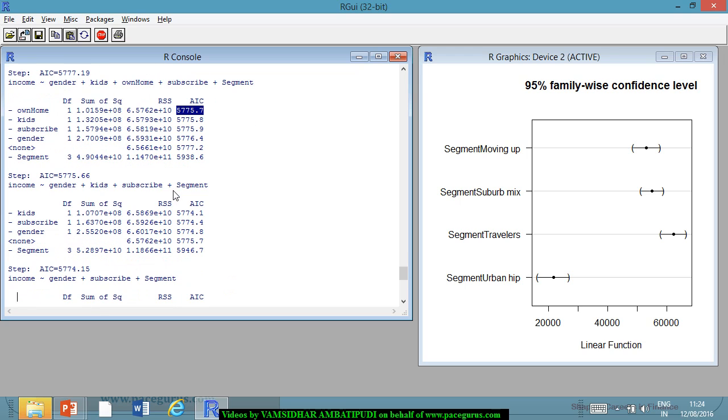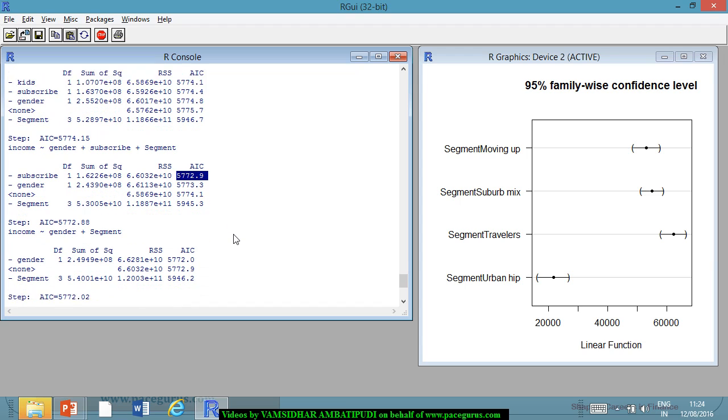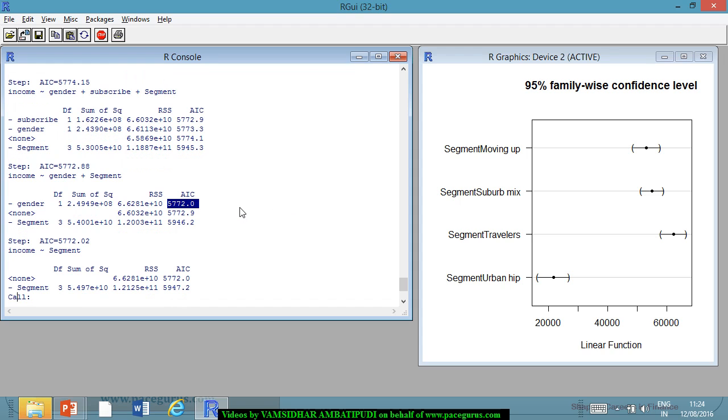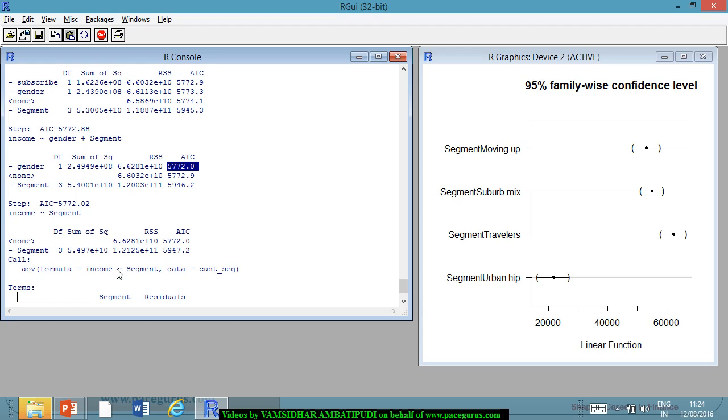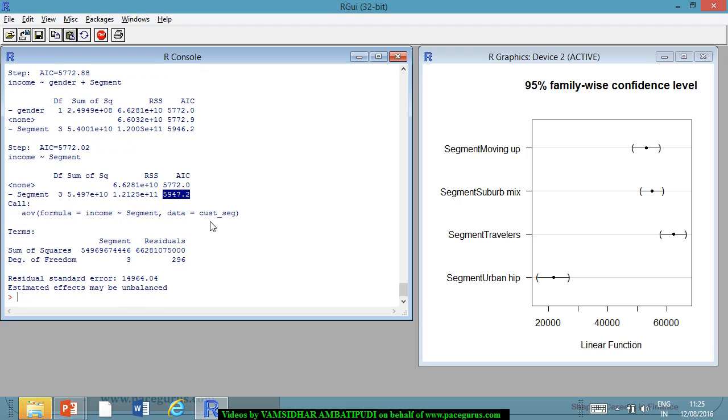Now the same logic here. If I remove one more, kids, the AIC is coming the least. So the kids is removed. Gender, subscribe segment: I remove the subscribe, the AIC is coming to this. Gender and segment: if I remove the gender, AIC is coming out to be this. And the segment is not getting removed anymore, because if I remove the segment, the AIC is increasing rather than decreasing. So obviously the segment is still there, so the final thing that is going ahead is income with respect to the segment.